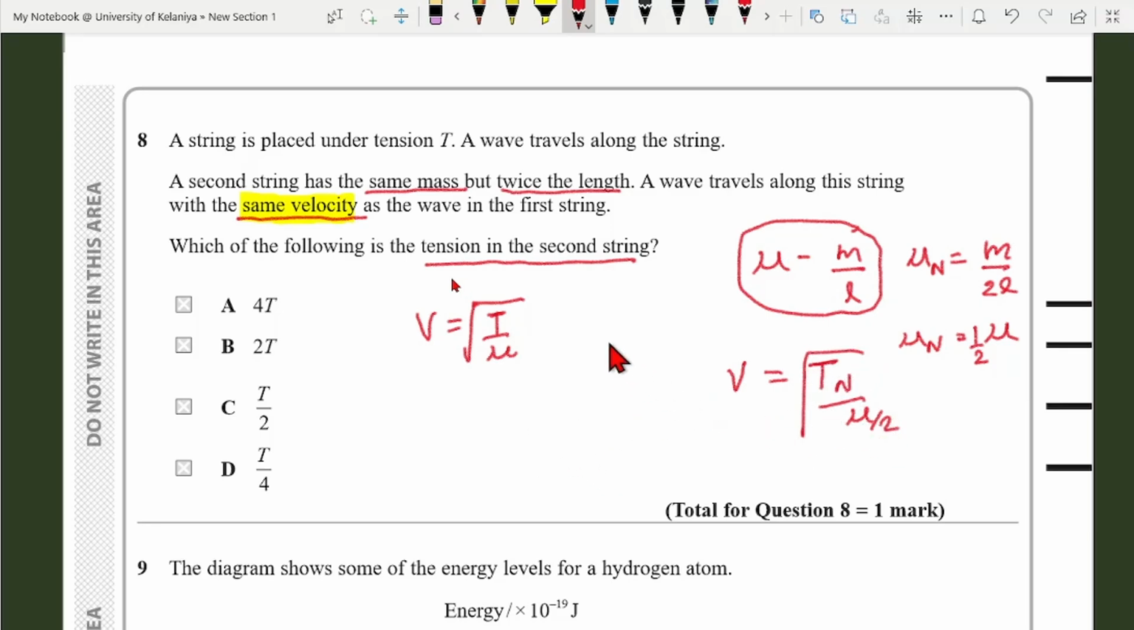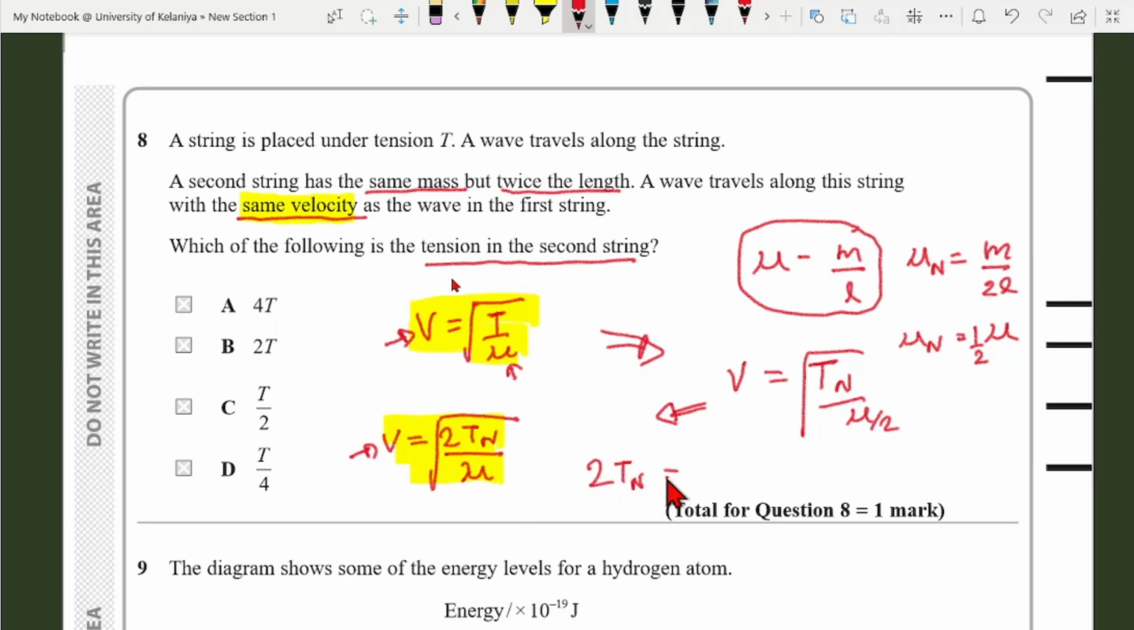So if you simplify this, V is equal to the square root of 2 times Tn over mu. To balance these two equations, we have no problem with the mu, the mass per unit length, and we have no problem with the velocity. Then this 2 Tn should be equal to T to make it balance, so our Tn should be T over 2. If you are familiar with this type of question, you don't need to do all these calculations.